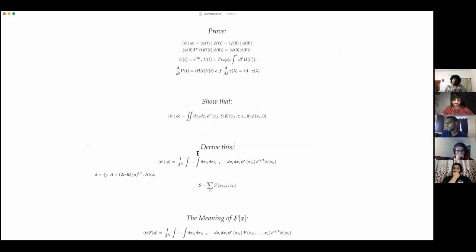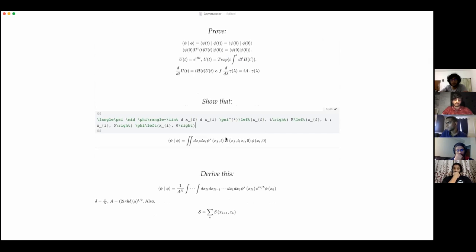So now I should tell you what this K is. K is basically another way of writing U. There isn't much to show here. It's just that you've evolved psi with K, whereas you haven't with psi star. So this is the starting point.